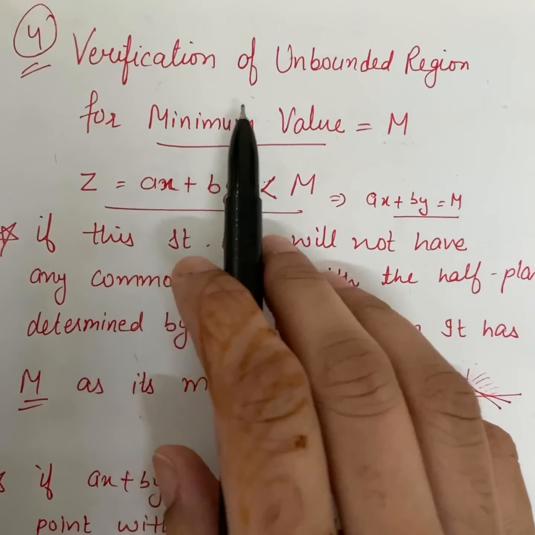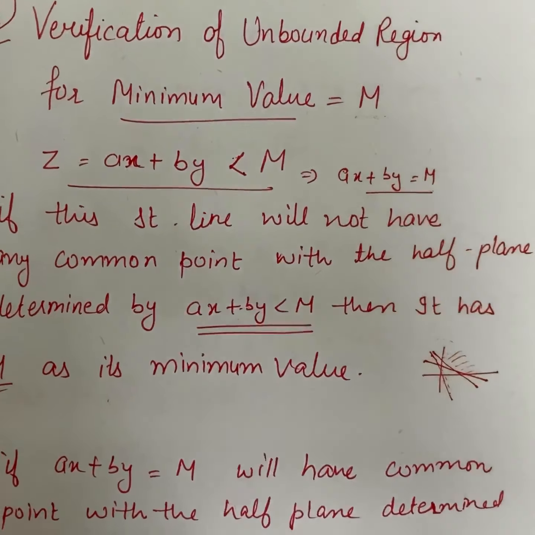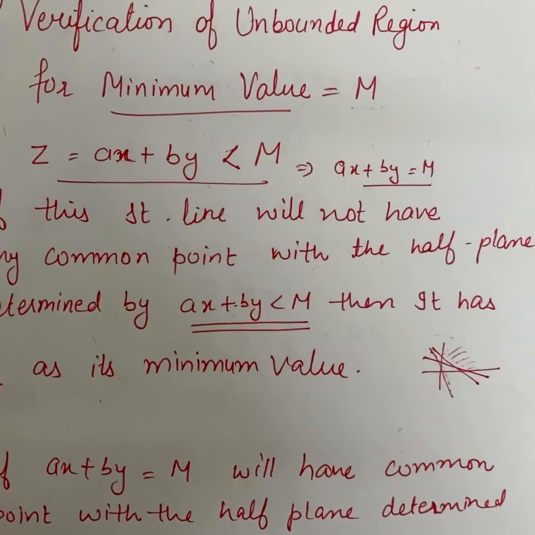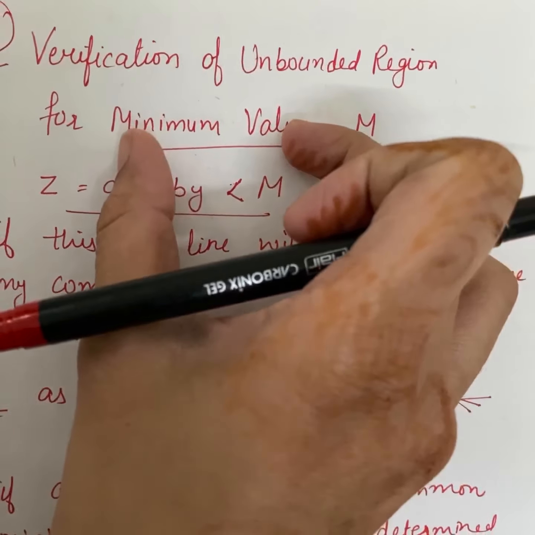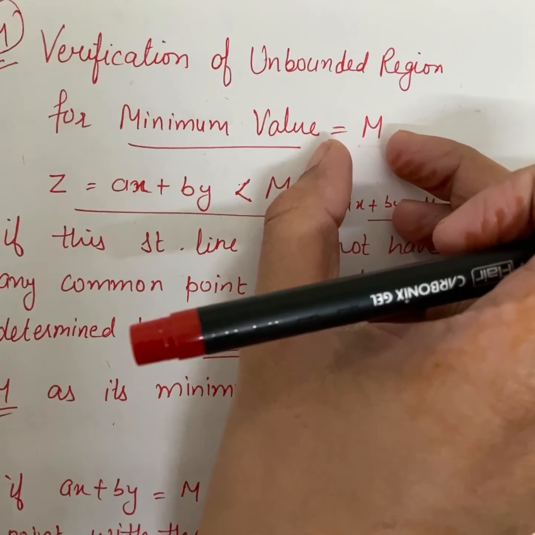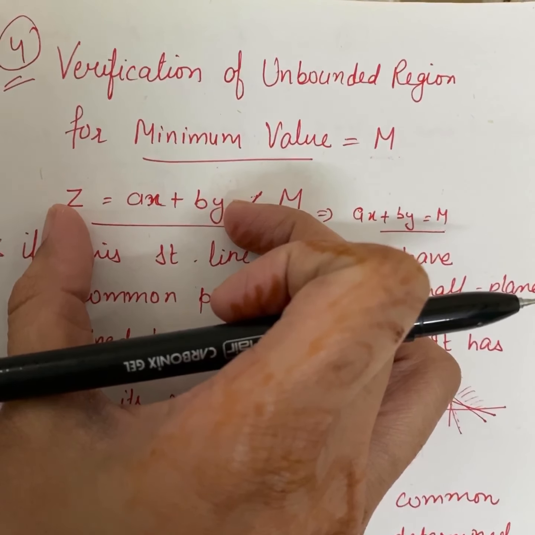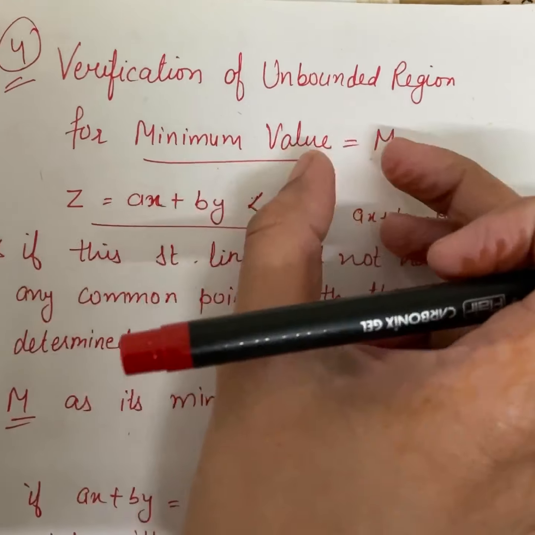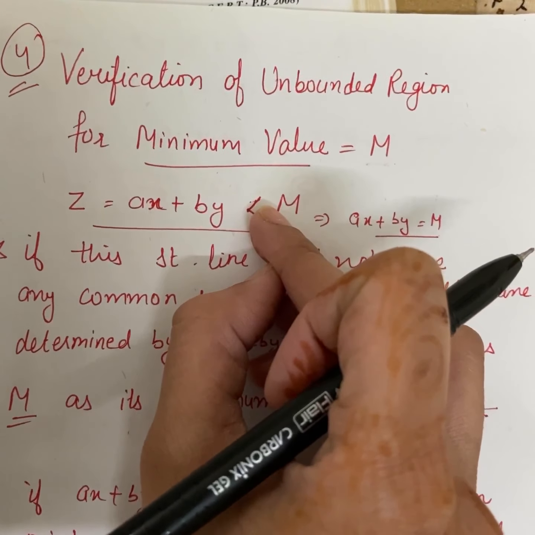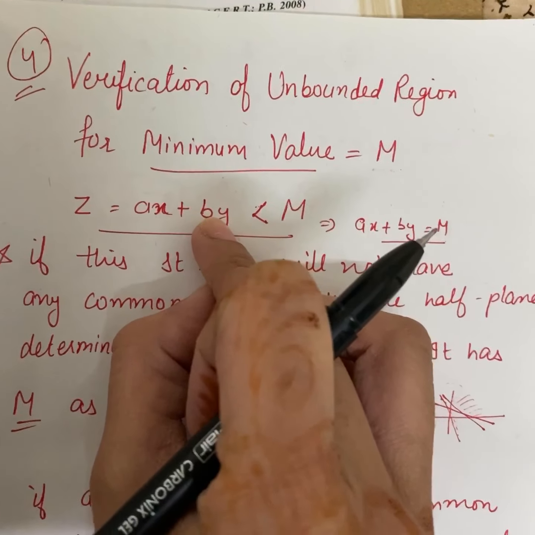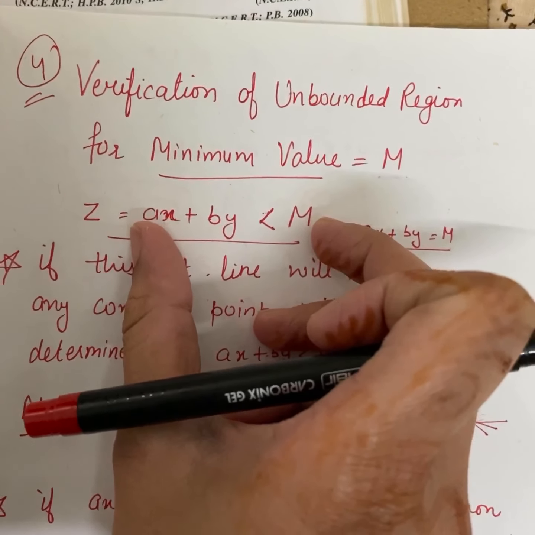When you get 3-4 corner points from a graph, out of those corner points, one will give you the minimum value. That minimum value will be your m. What you have to do: one objective function is given to you. You have to put that m with the sign less than inequality along this objective function. That will be your new line. That will be your new straight line.